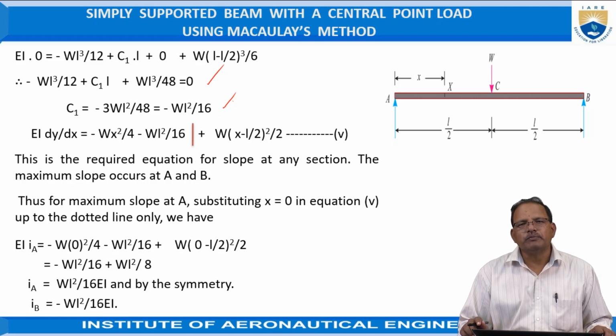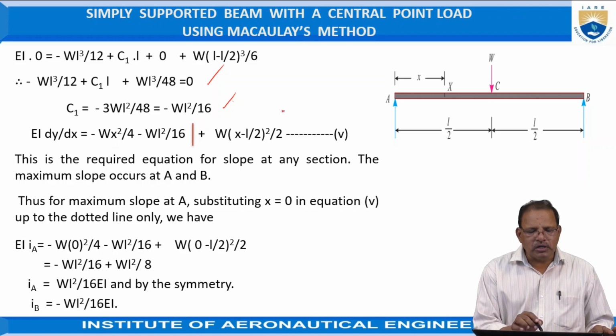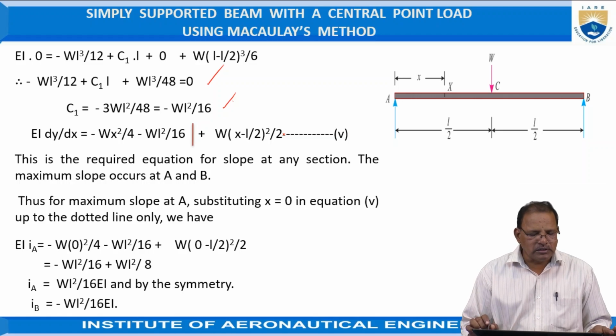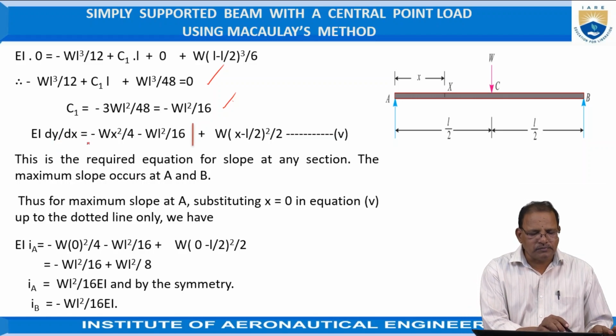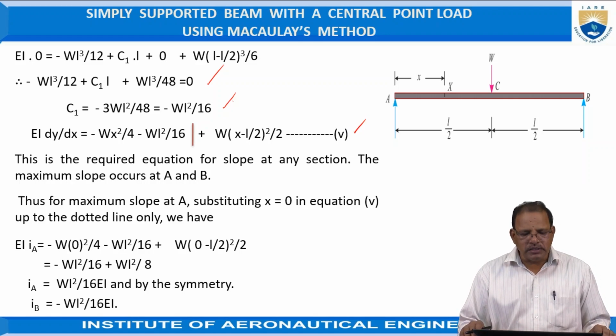The first one, we are putting x is equal to 0, y is equal to 0, that is representing C2 is equal to 0 now. The second one is when x is equal to L, we got C1 is equal to minus half WL square by 16 now. So I am substituting the values of C1 in equation number 3. We got EI into dy by dx is equal to minus half WL square by 4 minus half WL square by 16, dotted lines, plus W into x minus L by 2 whole square by 2 now. This is the equation number 5, which gives the slope of the beam at any section.